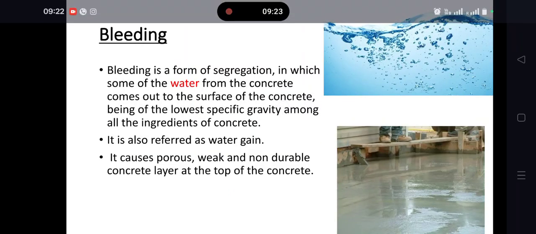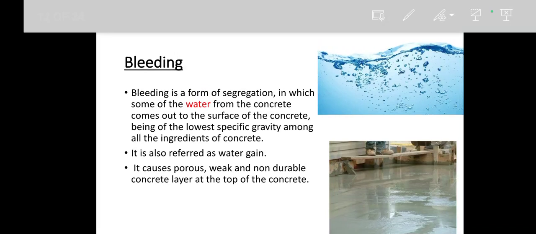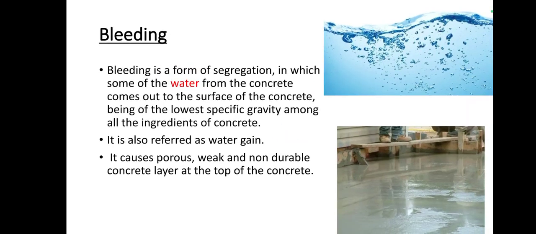So next topic is bleeding. As I told, bleeding is a part of segregation where water alone will come to the top surface. If we add excess water, this will take place. Water gain to the top surface. Whenever we make a concrete, we can see a thin layer of water deposited, and sometimes it will mix with the cement, and it is called laitance.